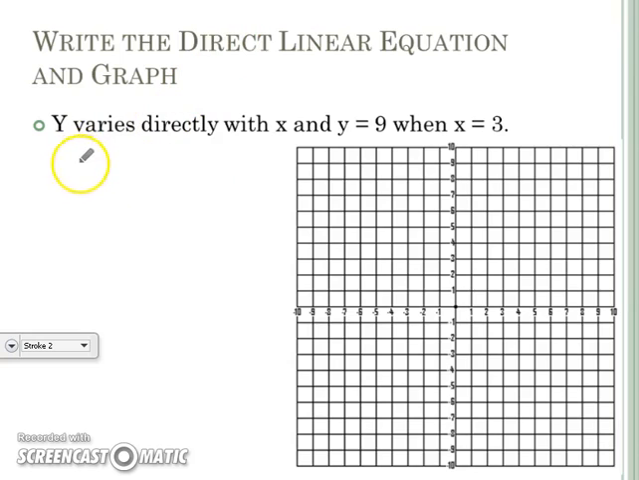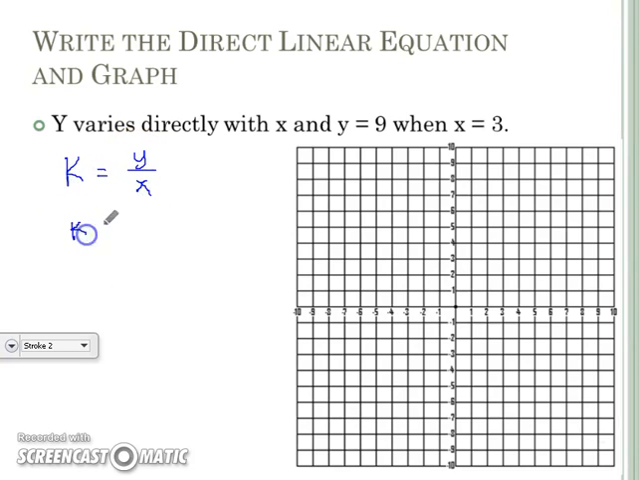Finally, looking at the graph, y varies directly with x, and y equals 9 when x equals 3. We can graph a direct variation. Again, it's a straight line going through the origin. So we first would want to find k. So k equals y divided by x.